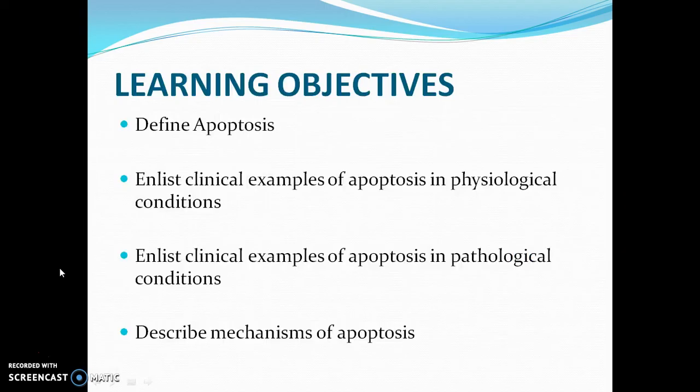These are your learning objectives. In this video, in part 1 of apoptosis, we are going to discuss the definition of apoptosis and the clinical examples of apoptosis in physiological and pathological conditions. And in the next video, we are going to discuss the mechanism of apoptosis in detail.